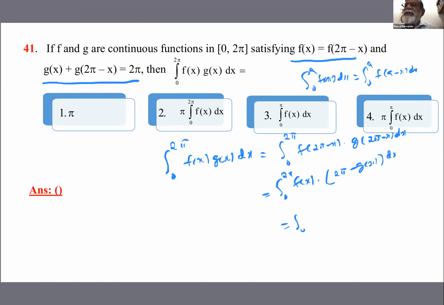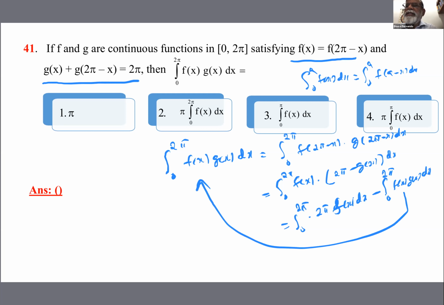So it is integral 0 to 2 pi, 2 pi into f of x dx, minus integral 0 to 2 pi, f of x into g of x dx. That's the same as this integral. If we call it I, 2I is equal to integral 0 to 2 pi of 2 pi f of x dx. So I is equal to integral 0 to 2 pi, pi into f of x dx. And that is option number 2.